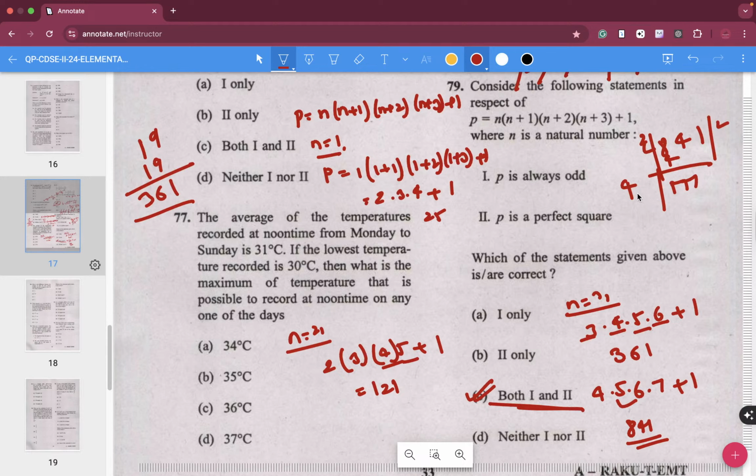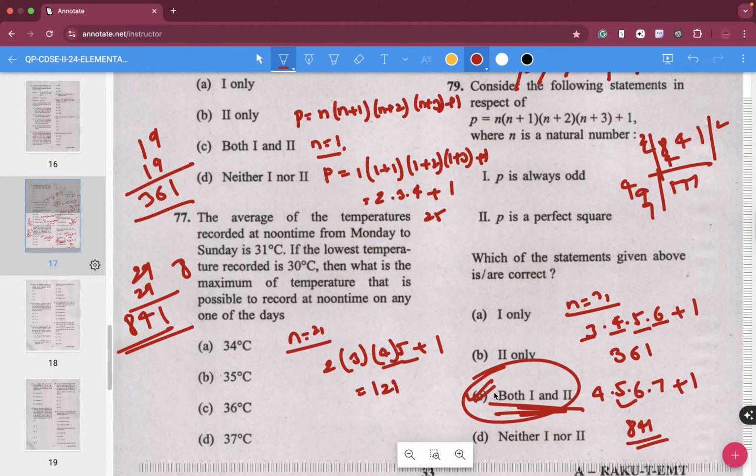Yes, 841 is 29 squared, right? So both 1 and 2 over here is the correct answer, folks. If you are having 4 different cases correctly matching the given scenario over here, then obviously it is going to be the correct answer, right? Okay.